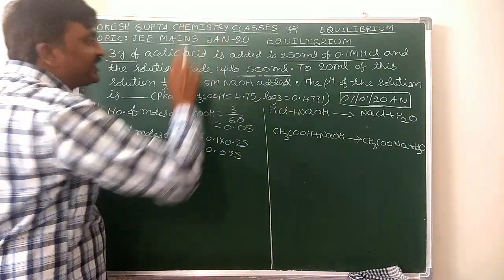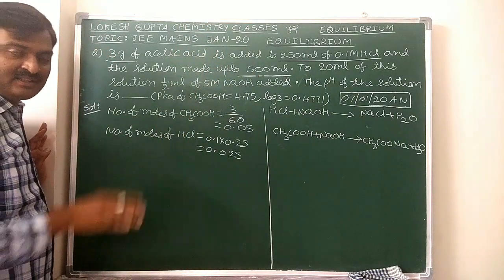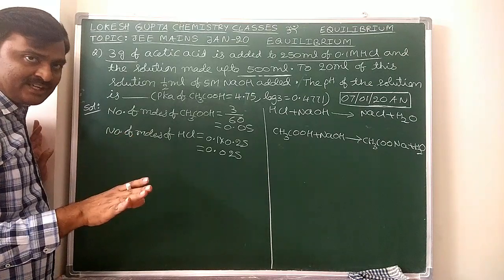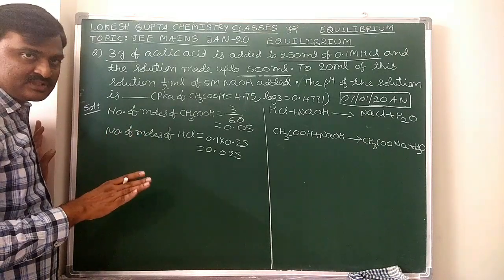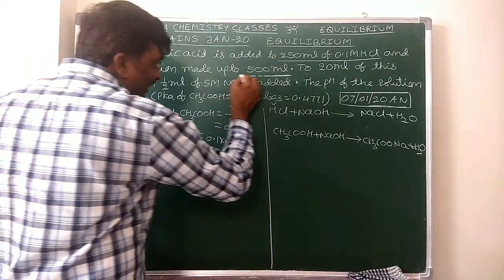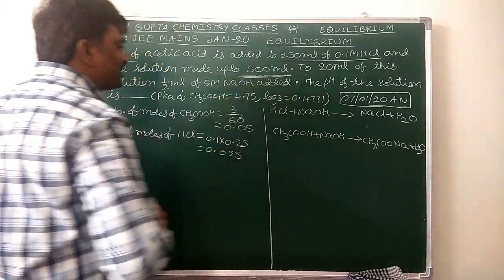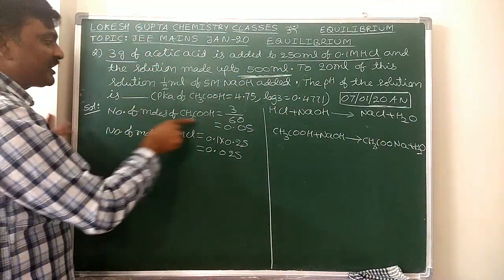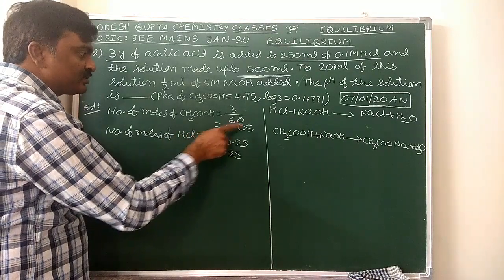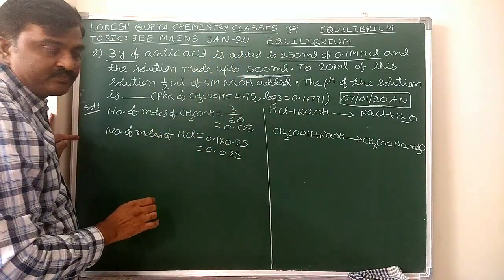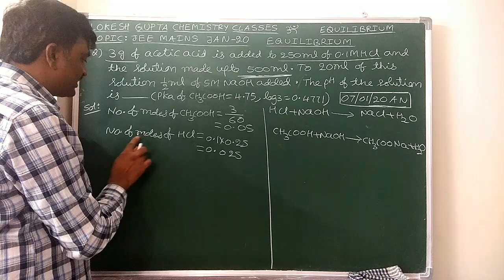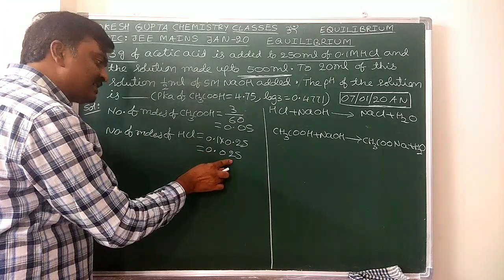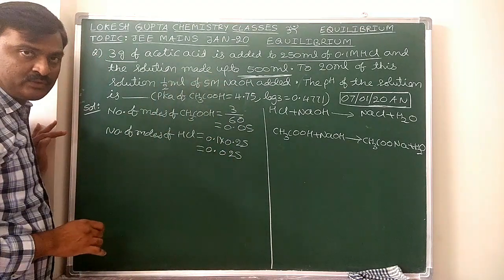It is diluted to 500 ml. During the dilution, we add solvent water only, not the solutes. That's why in this final 500 ml solution also, the total number of moles of acetic acid present is 0.05 moles only. In this 500 ml solution, the number of moles of HCl present is also 0.025 only.